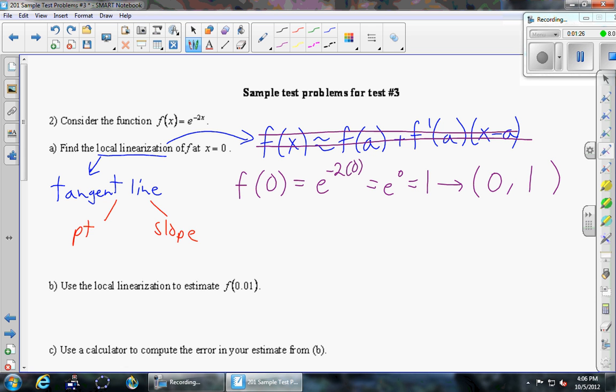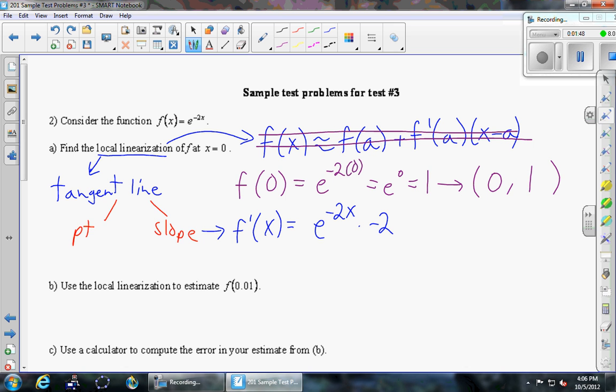The other thing that we need is the slope. So the slope is now where the calculus comes in. So to find the slope, first we'll take a derivative, not at 0, but at a general x. All right, this is e to the negative 2x. That's a chain rule. E to the stuff becomes e to the stuff times the derivative of the stuff.